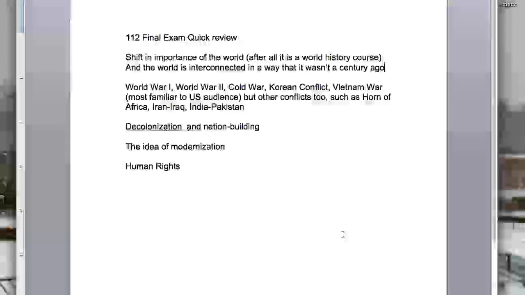I got a couple other things here. Of course, you've studied decolonization, the nation building, the creation of countries in Africa, South Asia, Southeast Asia, the idea of this process of modernization and its pitfalls, the whole changing socioeconomic structure of countries in the world as they are faced with the pressures of economic and financial modernization. And the last thing, of course, I've written down here is human rights.